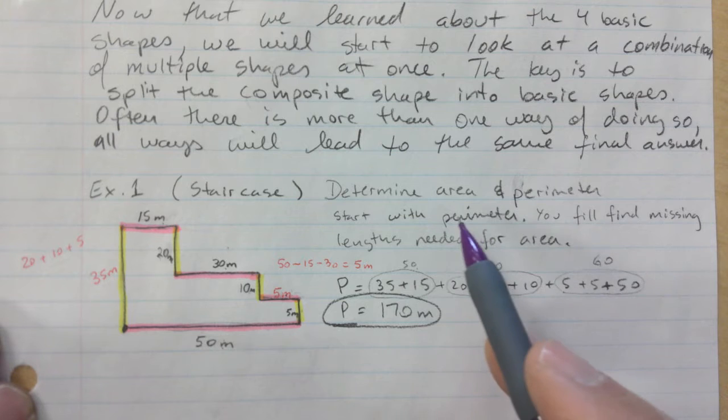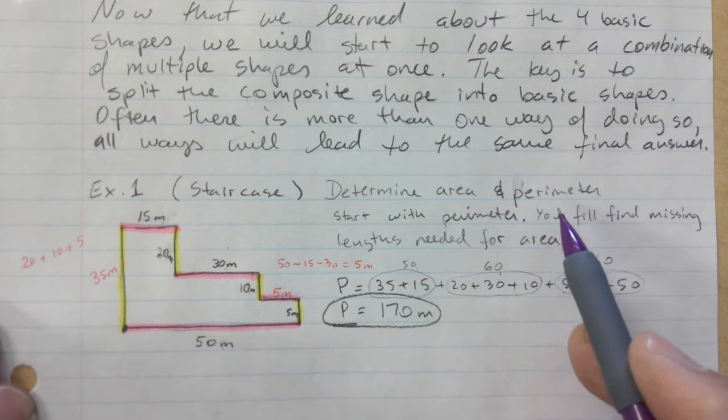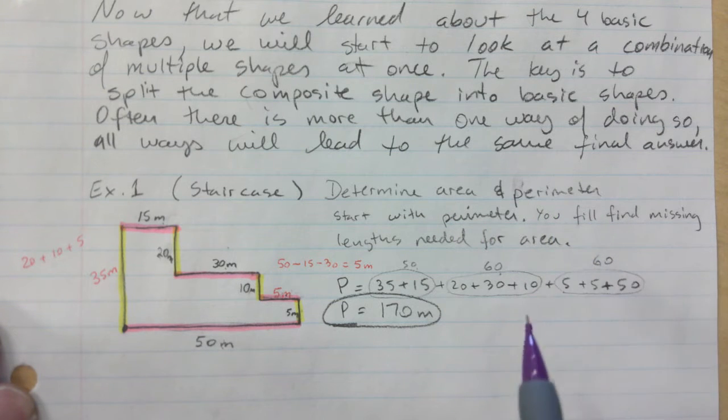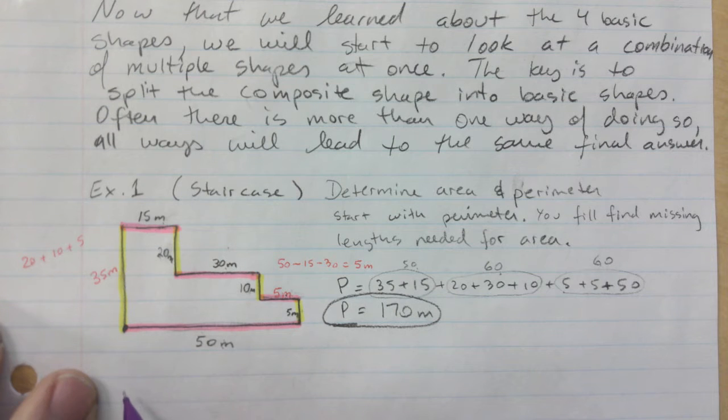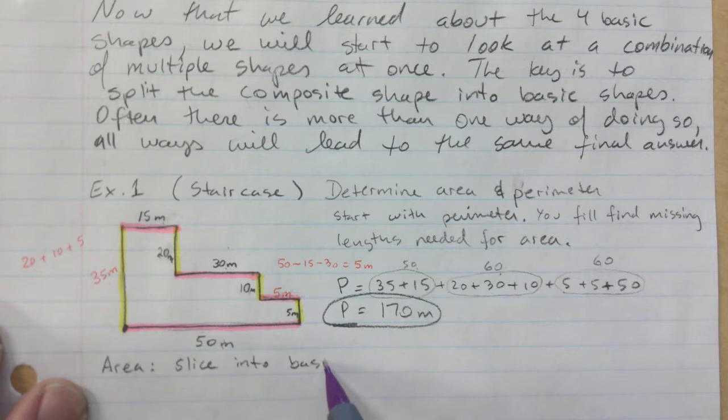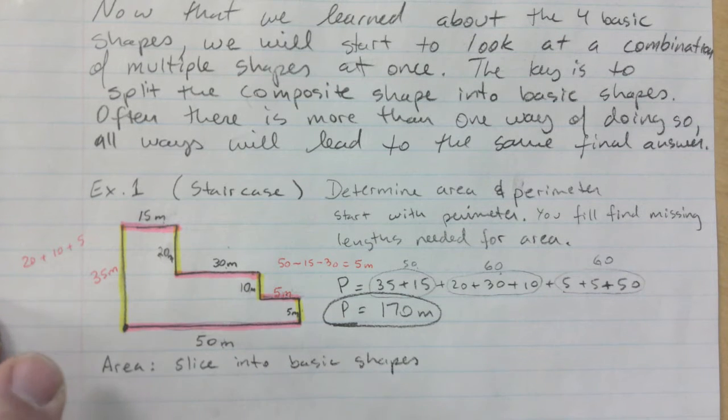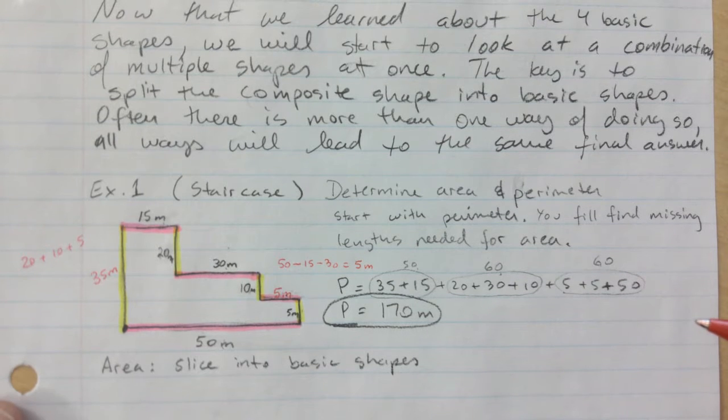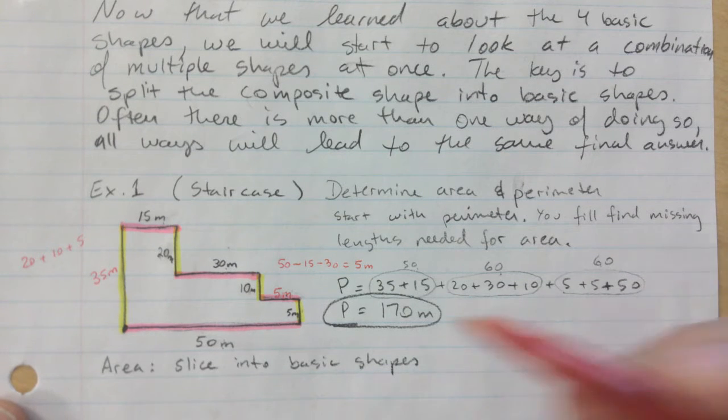Okay, but it's asking us to find the area and the perimeter. Okay, not just the perimeter. So we're going to do the area here. Area. Slice into basic shapes. Okay, that's what we're going to do here. So I'm going to grab a red pen here, and I'm going to go ahead and slice it.